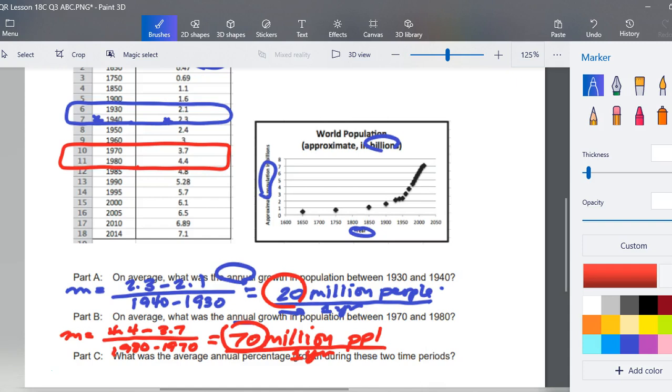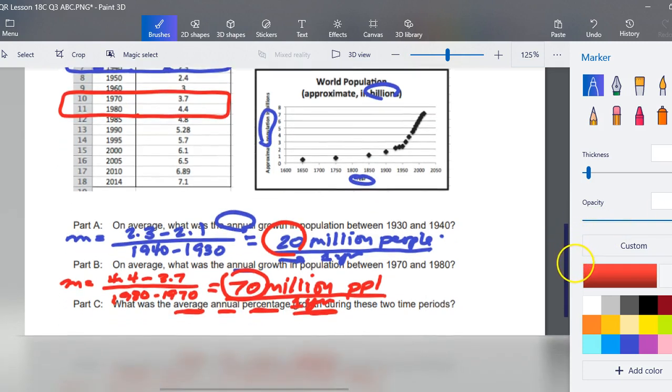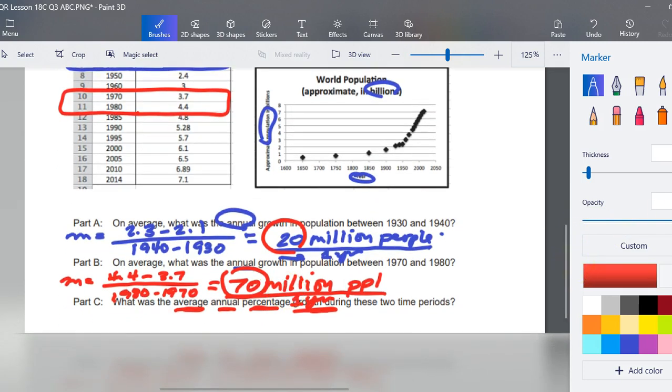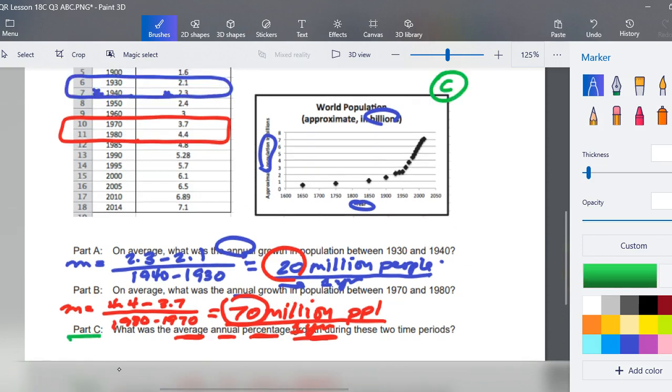But then it asks a question: what was the average annual percentage growth of these two periods? I need some more space, and that's not going to be enough. So part C, what was the average annual percentage? I've shifted it up here because I'd like to keep everything on the same page. This is going to be relative change, so I'm going to take my ending number minus my beginning number.